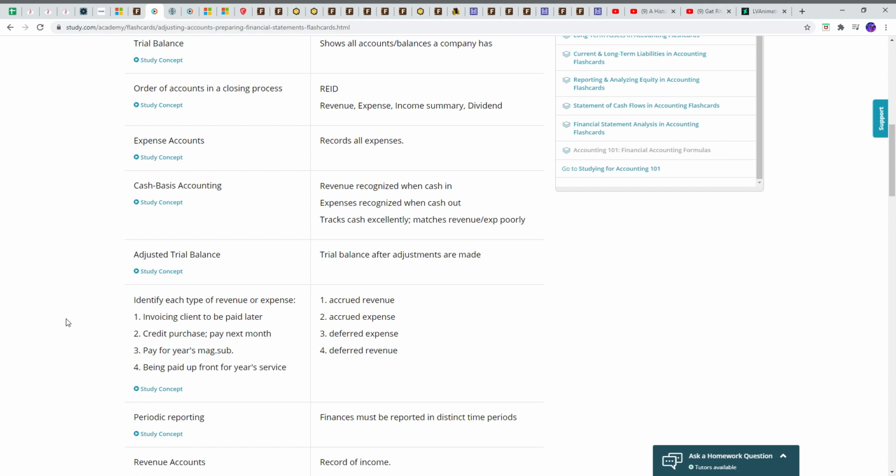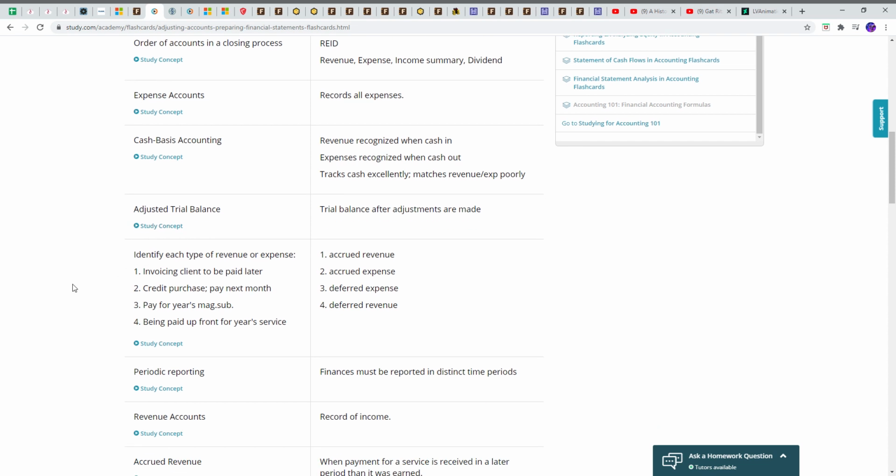Cash basis accounting: revenue is recognized when cash comes in, and expenses are recognized when cash goes out. It tracks cash exactly, but matches revenue and expenses poorly. Adjusted trial balance: the trial balance after adjustments are made.